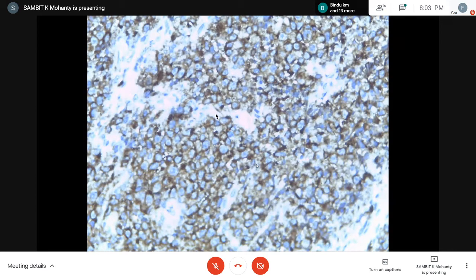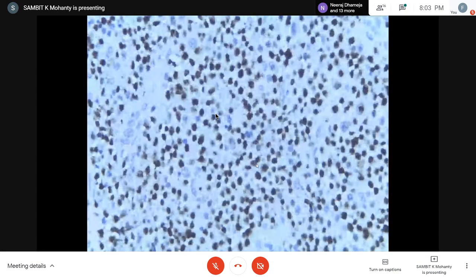So what is the diagnosis? ALK positive DLBCL. Yes, this is ALK positive DLBCL. I signed it out today. I took the pictures in a rush, so they are not that great. And this is your Ki-67.